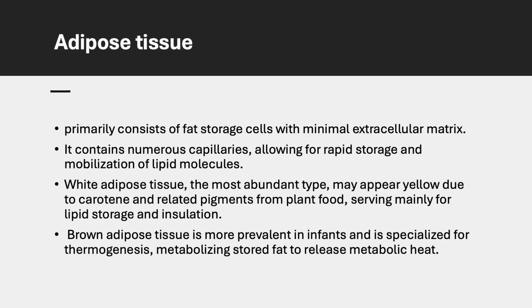White adipose tissue, the most abundant type, may appear yellow due to carotene and related pigments from plant foods. Brown adipose tissue, on the other hand, is more prevalent in infants, specialized for thermogenesis, metabolizing stored fat to release metabolic heat. Another type of loose connective tissue is areolar.